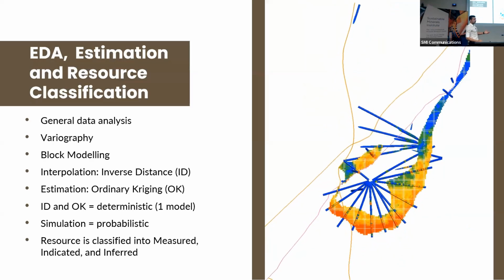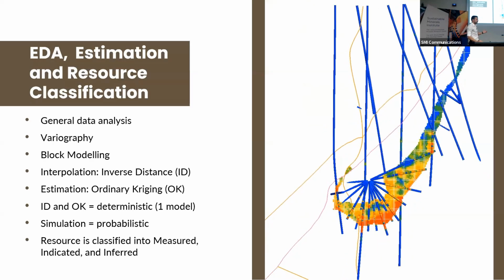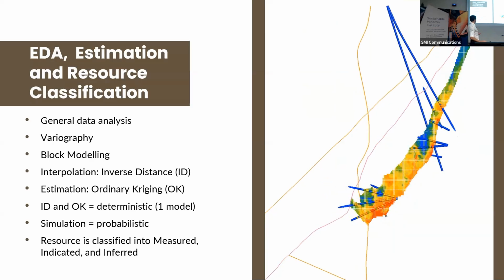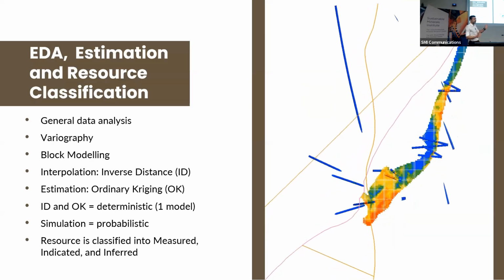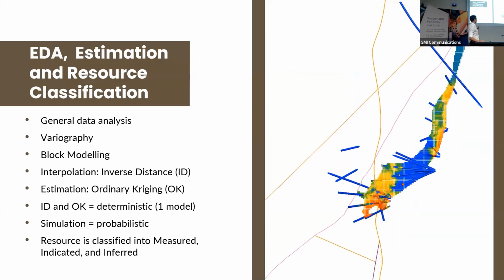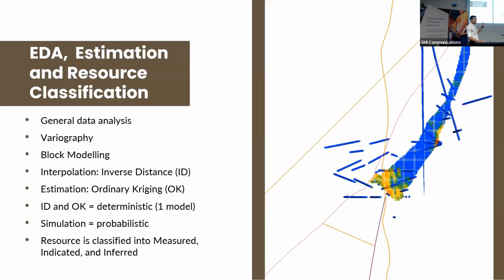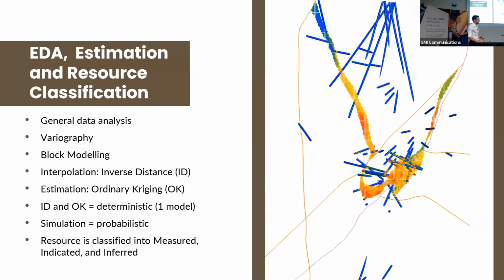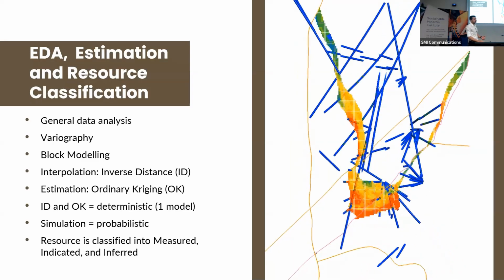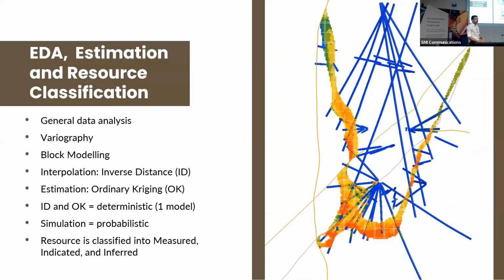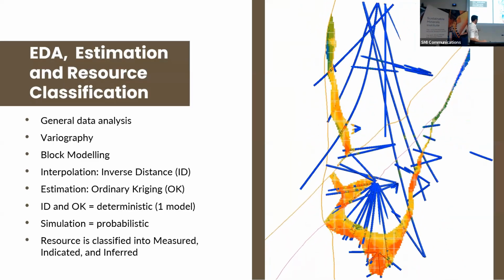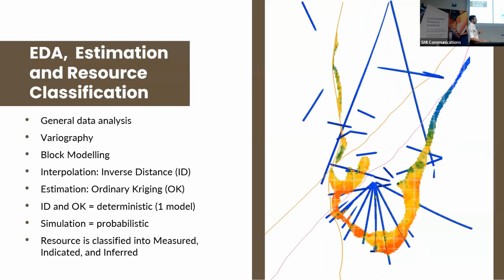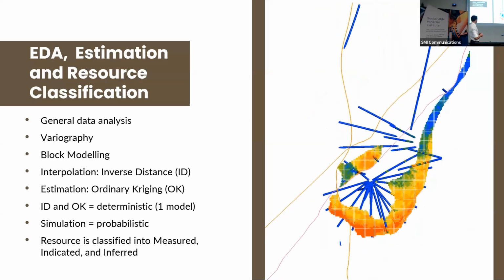In order to populate that volume, you can use interpolation, you can use estimation. So for the average model that you see out there, you're going to see lots of inverse distance, and most of them we use ordinary kriging. Ordinary kriging is just a technique to optimize the estimation based on minimizing the variance. So it's a very good estimator. It's probably the one most used out there.